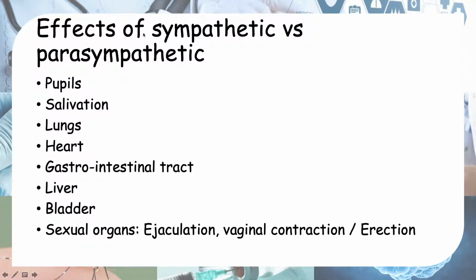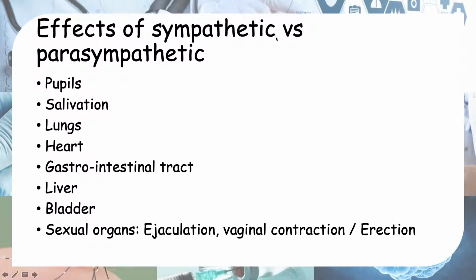Right, so what are the effects of sympathetic and parasympathetic nervous activation on your body? So you can actually make this out really logically. We'll be looking at parts of the body which are the pupils, salivation, lungs, heart, gastrointestinal tract, liver, bladder, and your sexual organs. Right. So we'll talk about sympathetic first.